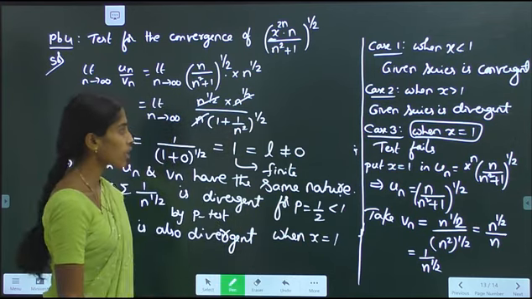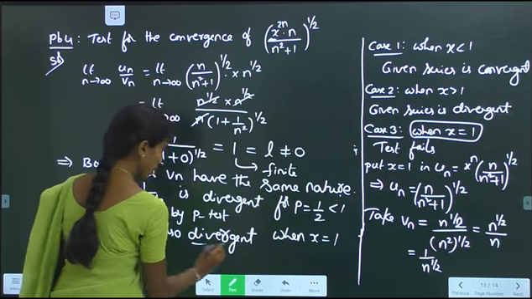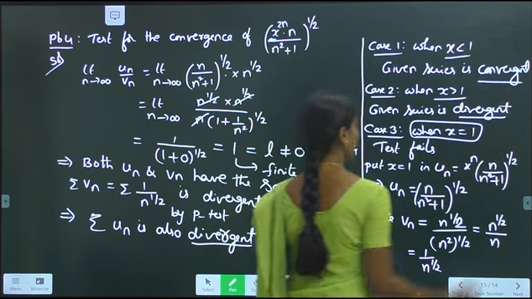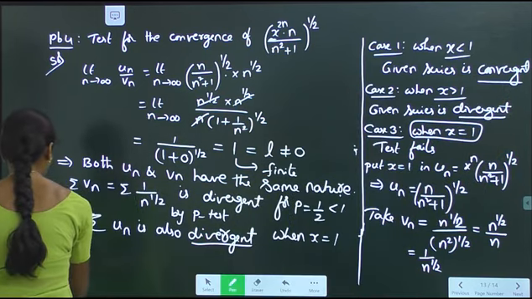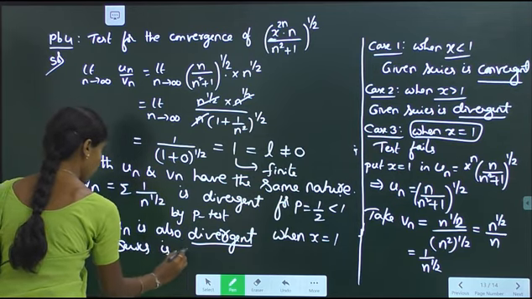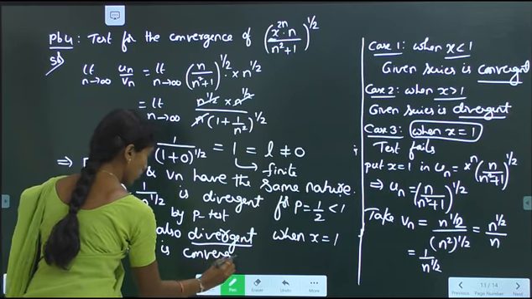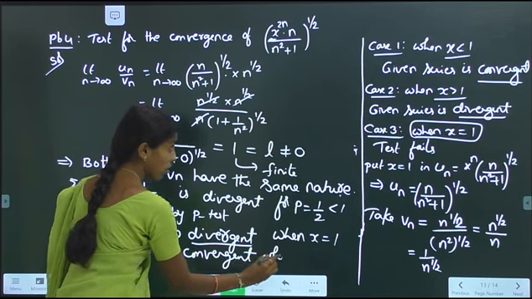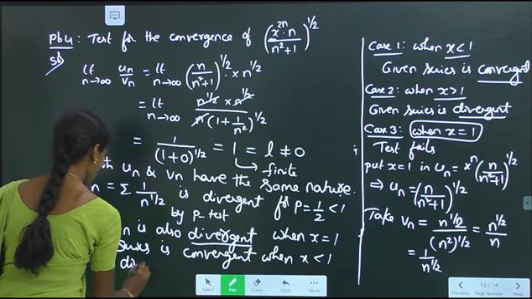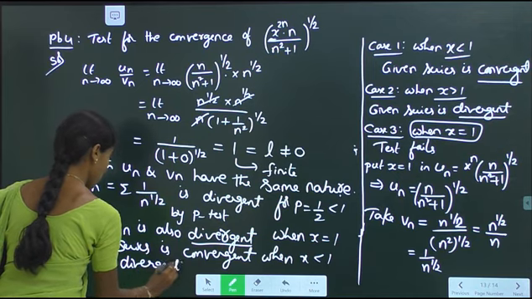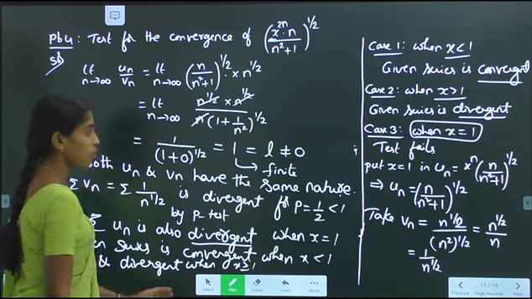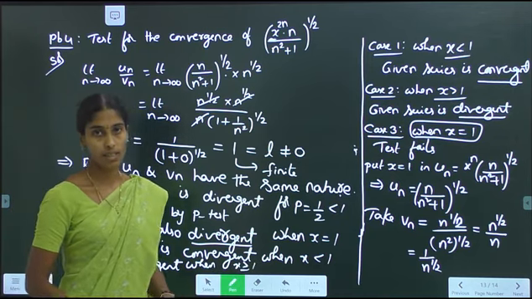So what is the overall conclusion? When x is equal to 1, divergent. When x greater than 1, also divergent. Less than 1, only convergent. Implies this given series is convergent when x is less than 1 and divergent when x is greater than or equal to 1, by combining case 2 and case 3. Thank you.